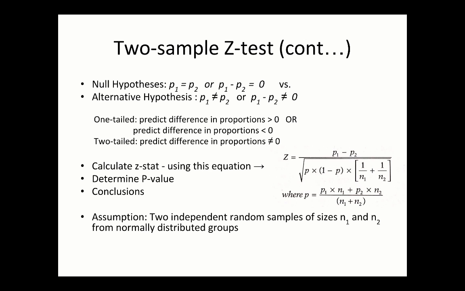So after you define the hypotheses, the next thing to do is to calculate the z-statistic. Then determine the p-value, followed by making a conclusion. Rather than calculating the z-stat by hand, we're going to use software to do it for us. The conclusion would be whether you accept or reject the null hypothesis.